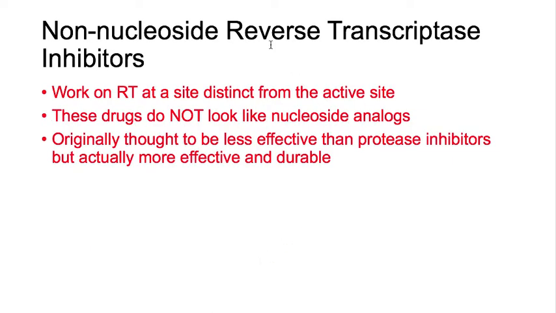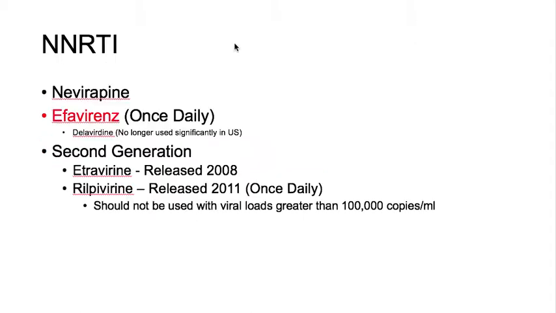We can also inhibit reverse transcriptase at a site outside of the active site, and these are the non-nucleoside reverse transcriptase inhibitors. They do not look anything like nucleoside analogs. They were originally thought to be less efficacious than protease inhibitors, but they actually do work quite well. These are examples of non-competitive inhibitors because they do not bind to the active site. The drug I would like you to remember here is efavirenz. It has once daily dosing.